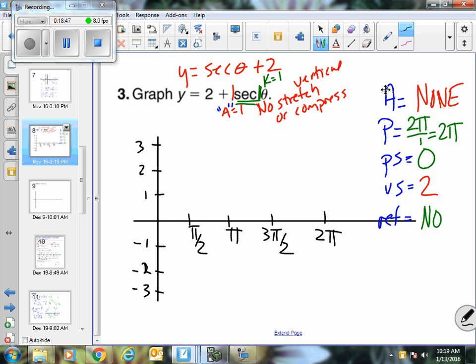Okay, so where's your new middle of the graph? Good thing to think about at the get-go here. The new middle of the graph is at 2. So I'm going to go ahead and put in my midline. It's a much easier way to think of this.